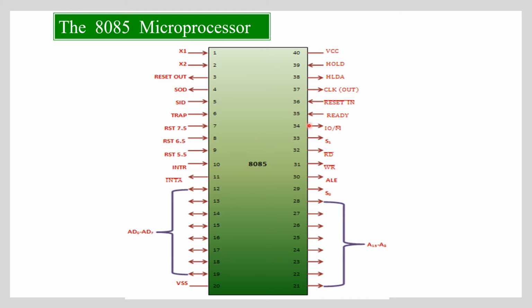After ready, pin number 36 is labeled as reset in bar. It is an active low signal. 37 is clock out. 38 is HLDA, hold acknowledgement. 39 is hold and pin 40 is VCC. So these remaining 5 pins we'll see now in detail.